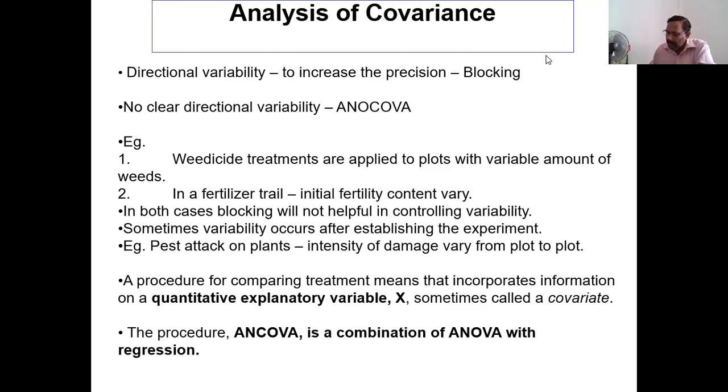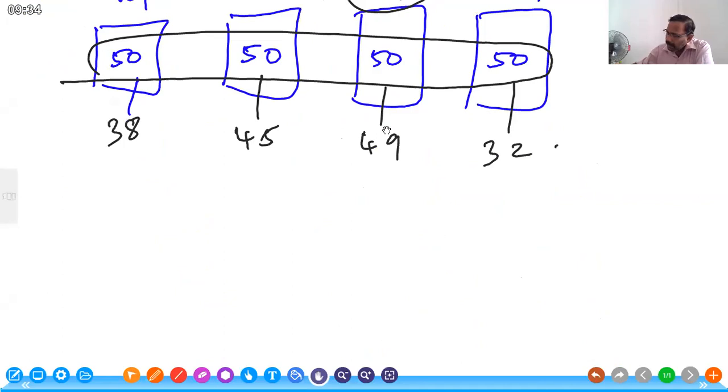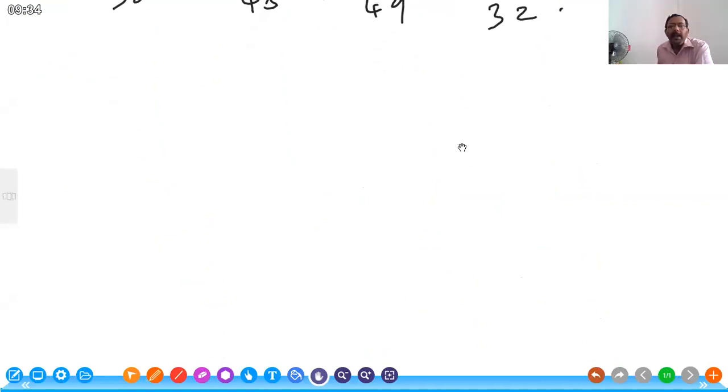Another example you can read. Sometimes variability occurs after establishment of the experiment. So you see, that is the establishment of the experiment, right? What is that? Pest attack on plants. That is another case, because sometimes after establishing the field, another treatment or kind of problem may arise, right?